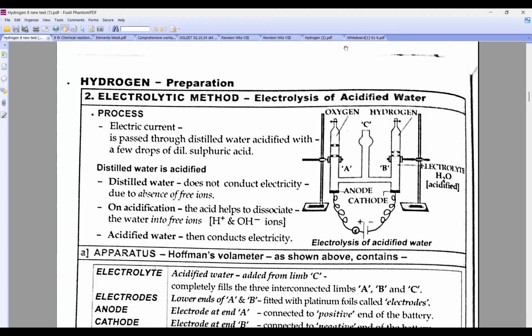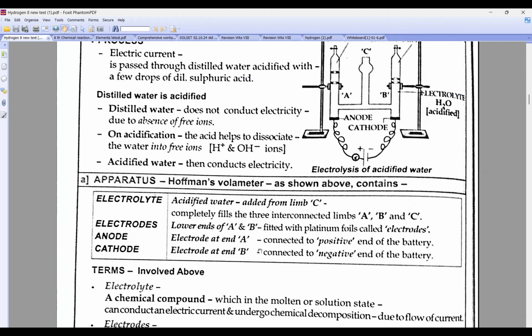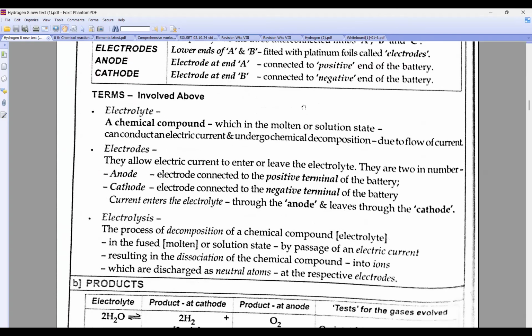Does the charge go anti-clockwise or clockwise? Look, I'll tell you, beta, everything. First listen carefully. First, you should know what is anode, positive terminal. What is cathode, negative terminal. Now look, current enters the electrolyte through anode and leaves through cathode. Understood now? Current enters through anode and leaves through cathode.